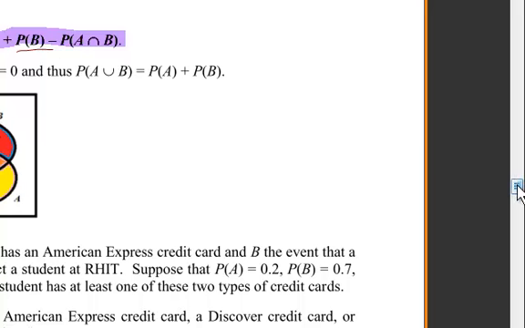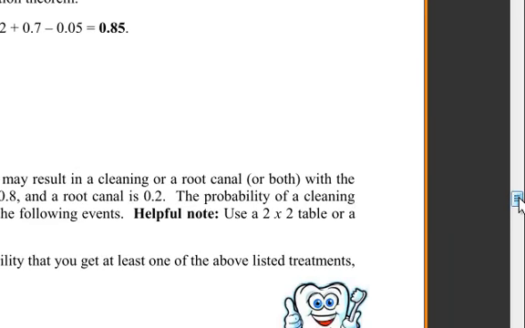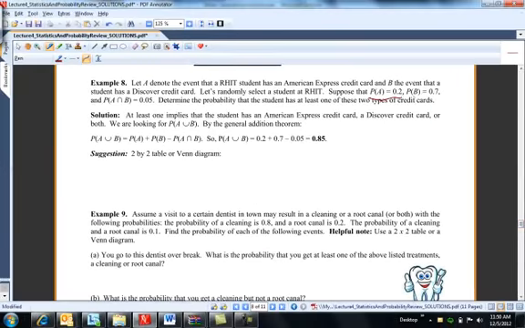So I have a couple of examples. Let A be the event that a Rose-Hulman student has an American Express card. B, they have a Discover card. Let's randomly choose a student. Suppose the probability that they have an American Express is 0.2, 0.7 that they have a Discover. The probability they have both is right here. So determine the probability a student has at least one of these two cards.